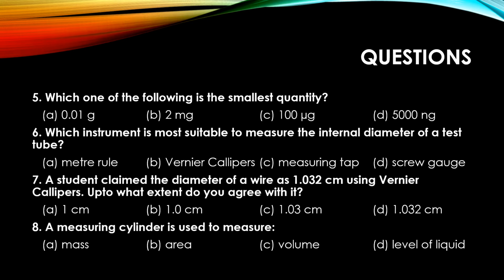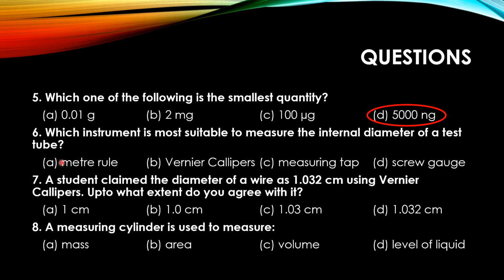D can be written as 5 into 10 raised to the power 3, and nano means 10 raised to the power minus 9, so it can be written as 5.0 into 10 raised to the power minus 6 grams, which shows that this is the smallest value. So D is the right option.